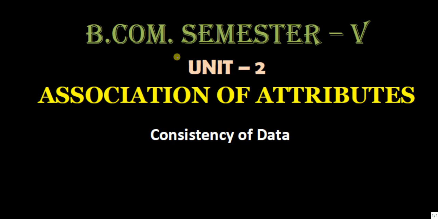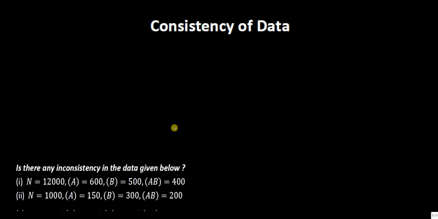Welcome everyone. Right now we are going to start our second unit in BCom semester 5, unit number 2, Association of Attributes. We completed the first unit in a previous video. So our first topic is consistency of data. We are starting our sums with consistency of data.